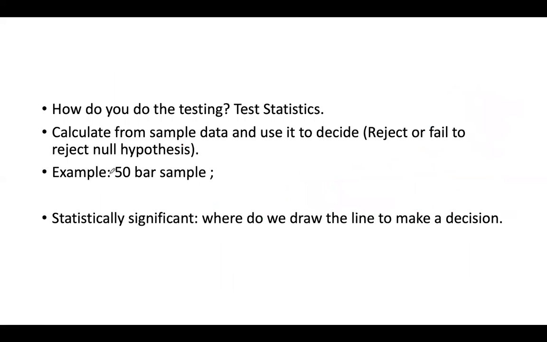Okay, and then later on, of course, from doing the testing, you have to get the test statistic. Let's say you take 50 samples, and then you calculate the mean. You can calculate the standard deviation, and then from that you check the Z test, and then you can draw where your Z is compared to the Z critical.